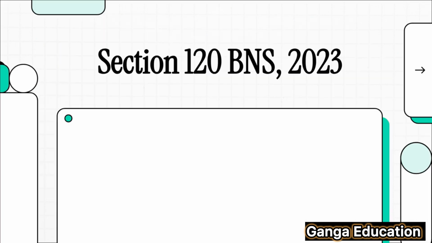Today, we're diving deep into Section 120 of the Bharatiya Sakshya Adhiniyam 2023. Now, this section is absolutely crucial for your judiciary and APO exam preparation because it deals with a very important rule of evidence about consent in rape cases.